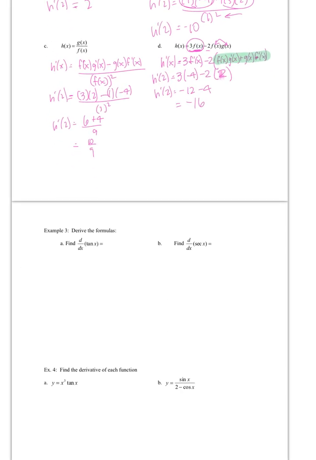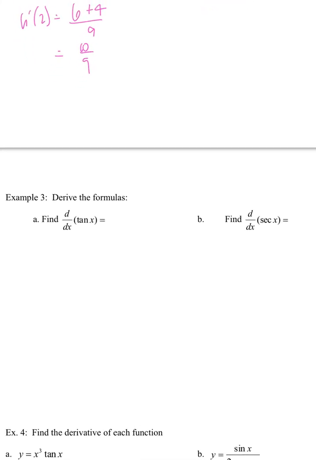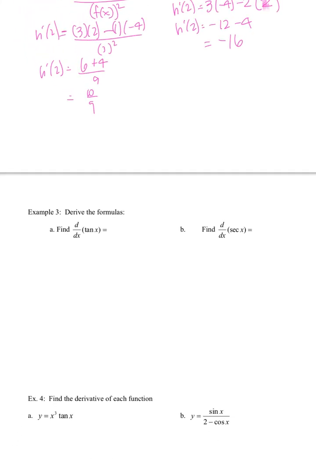All right, so I only have one more page on these notes, and they're asking me to derive the formulas. Okay, what that means is, I'm hoping you recognize that tangent is actually the same thing as sine over cosine.